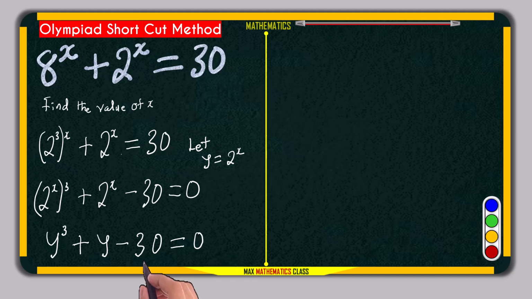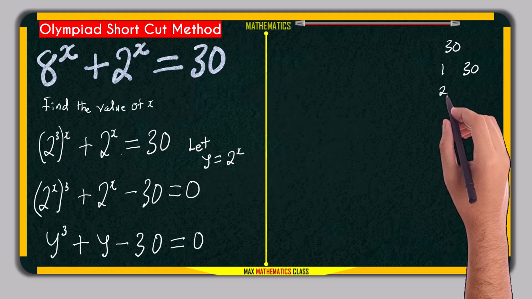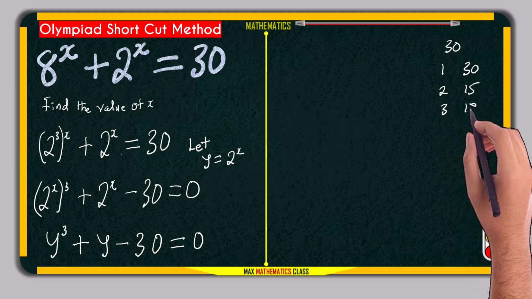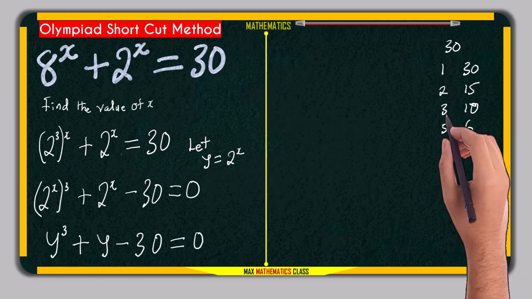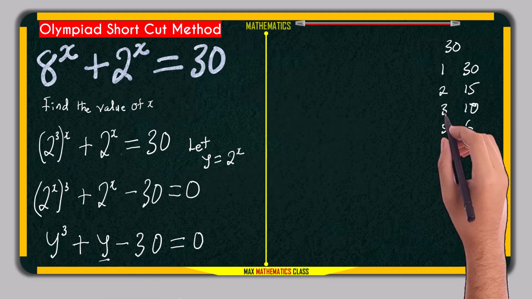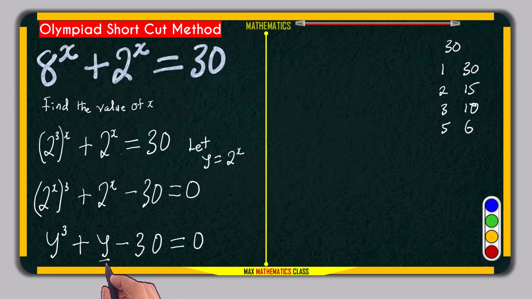Now we are going to look for the factors of 30. Factors of 30 are 1 and 30, 2 and 15, 3 and 10, and then 5 and 6. Of these factors, we are going to consider the one where the difference with the square of the prime factor is going to give us the coefficient of this y here. I mean, if you square 3, it will give you 9, and 10 minus 9 will give us plus 1, which is the coefficient of y here.